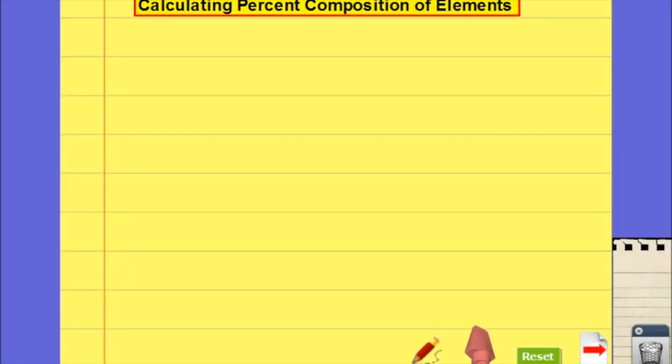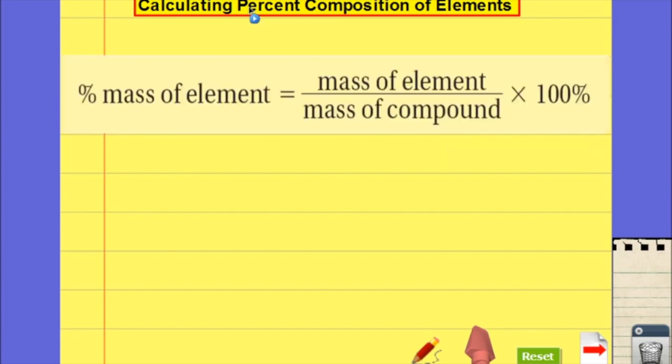Calculating percent composition of an element. It is the same percent formula for everything you have learned since middle school. Percent by mass of an element is the mass of that element in the compound over the mass of the whole compound. This is percent, so you have to times it by 100. Percent composition equals part over whole times 100. Let's practice.